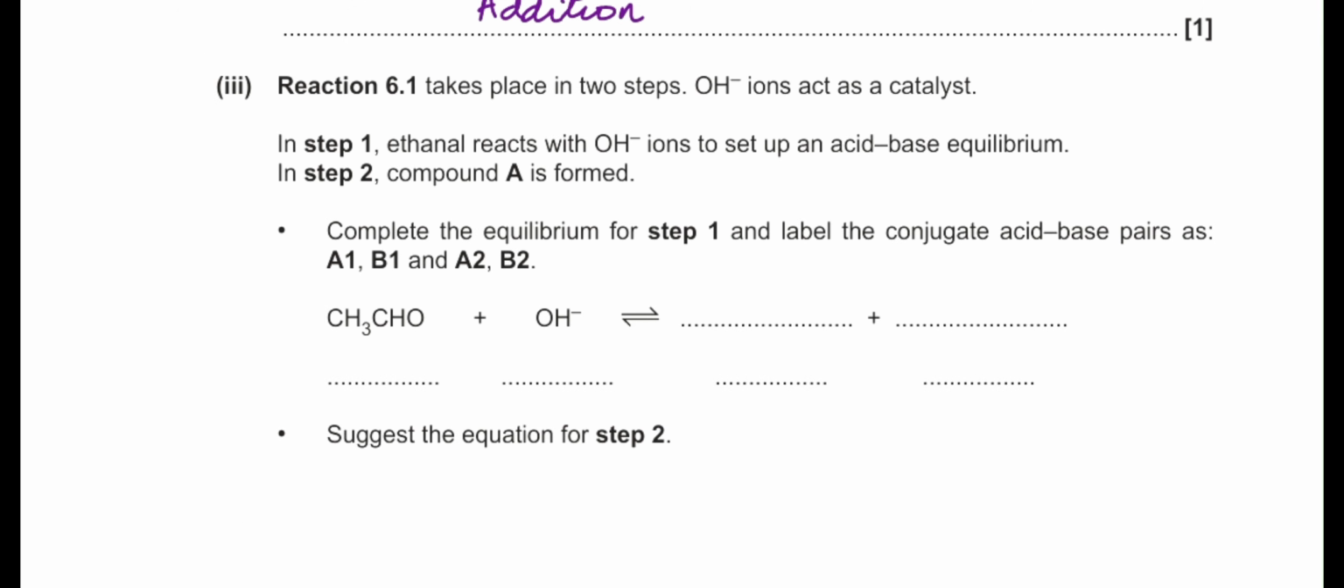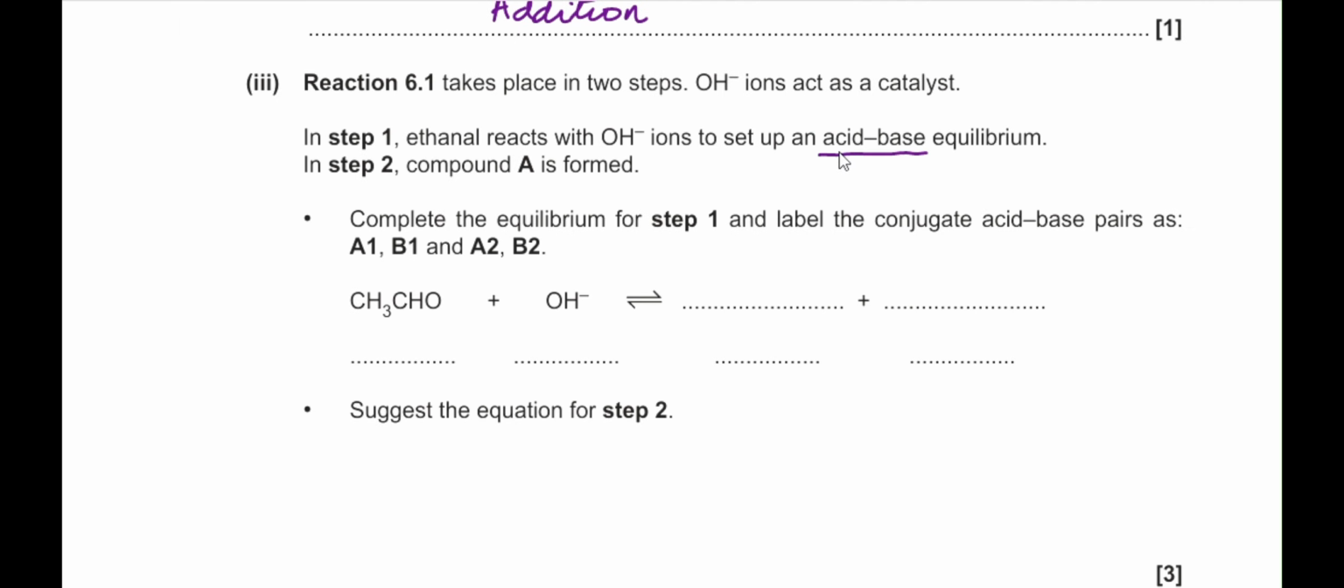Part 3. Reaction 6.1 takes place in 2 steps. OH minus ions act as a catalyst. In step 1, ethanal reacts with OH minus ions to set up an acid-base equilibrium. In step 2, compound A is formed. Complete the equilibrium for step 1 and label the conjugate acid-base pairs as A1, B1, A2, B2. So if this sets up an acid-base equilibrium, one of the 2 species should be losing one proton and the other one should be gaining it.